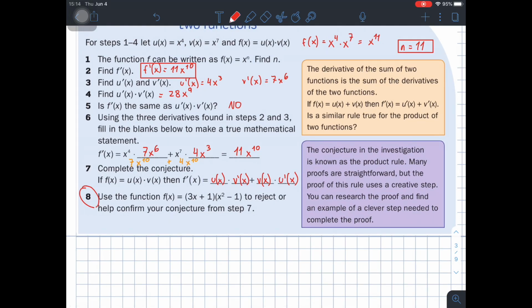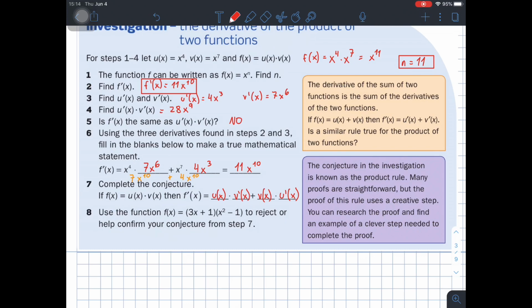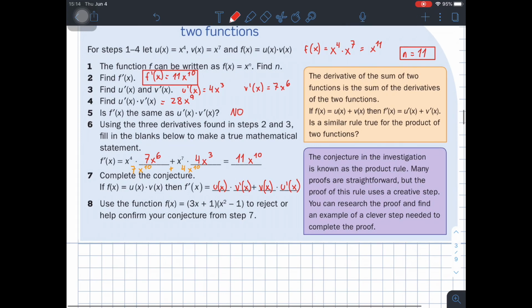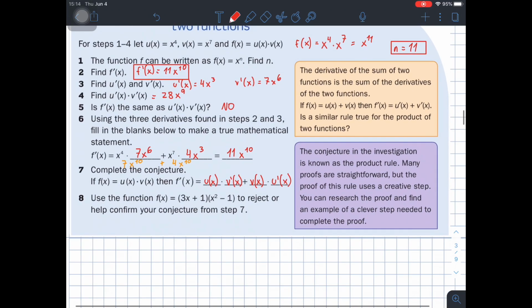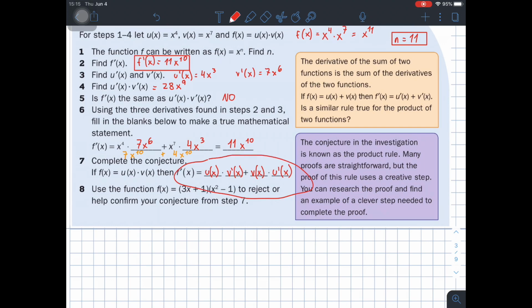So before going to number 8, we're going to read what we have here. It says, the derivative of the sum of two functions is the sum of the derivatives of the two functions. If f of x equals u of x plus v of x, then f prime of x equals u prime of x plus v prime of x. That's something we already know. Is a similar rule true for the product of the two functions? We've seen that for the product, this does not apply, right? If we find the derivative of both independently and then multiply both derivatives, we're not getting the same result that we got when we found f prime of x. So the product follows a different rule, which is the one we found here.